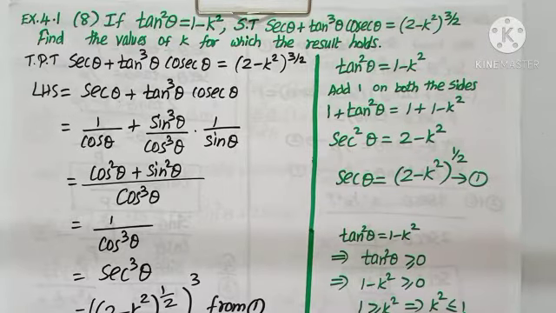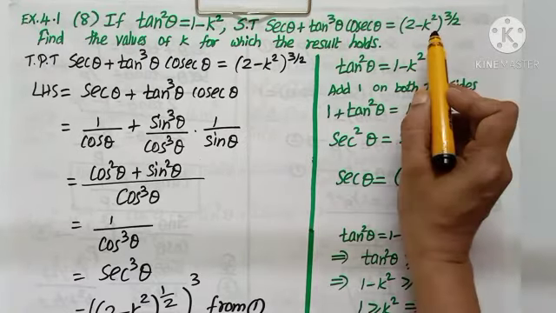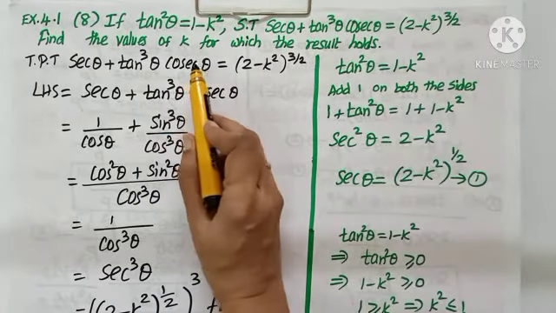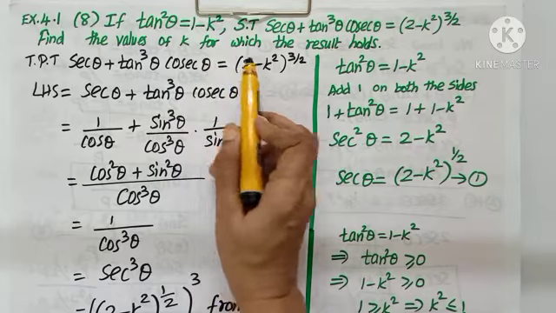Exercise 4.1, question number 8. If tan square theta equals 1 minus k square, show that secant theta plus tan cube theta into cosecant theta is 2 minus k square the whole power 3 by 2. Find the values of k for which the result holds.